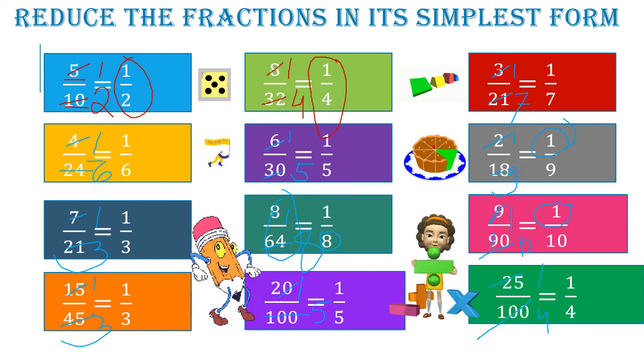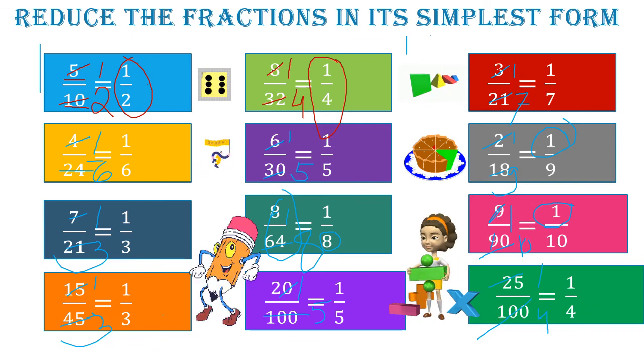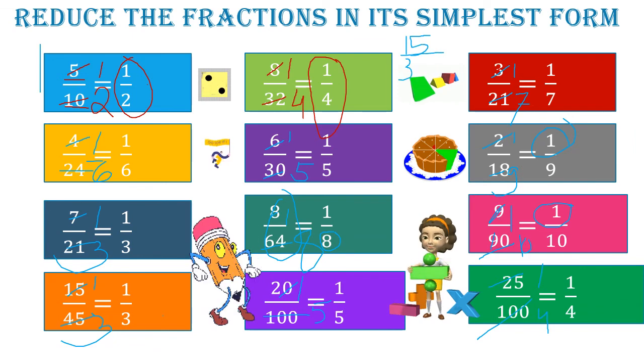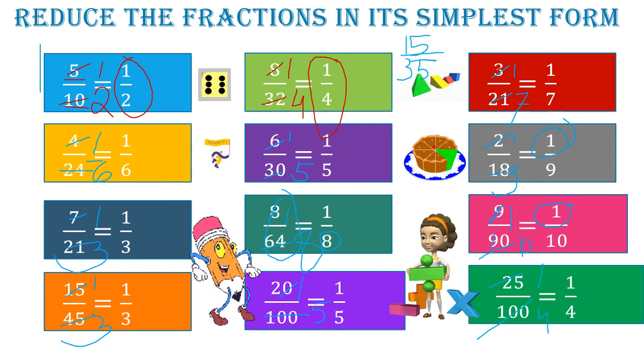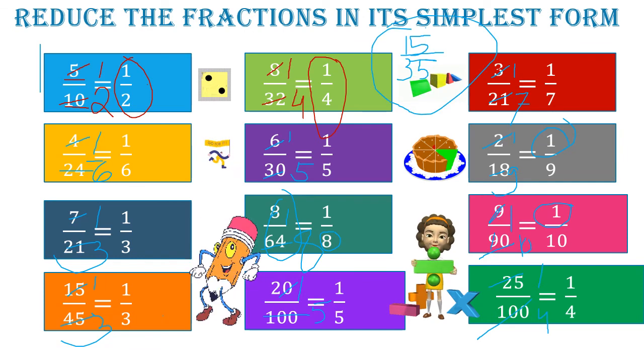We may have to reduce a fraction, like for example, 15 by 35. In this case, if we look, 35 doesn't come in the 15 times table. So how to reduce these kinds of fractions, that we will be discussing in the next video.